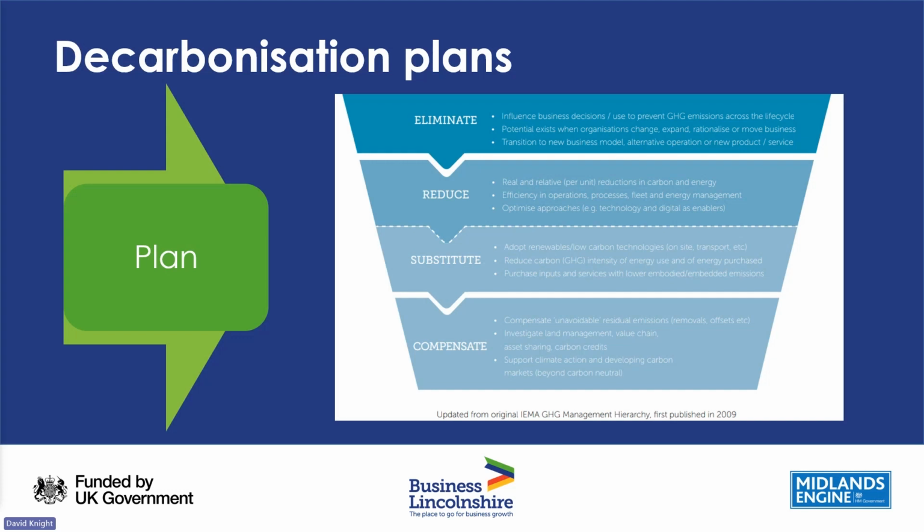So we've identified our carbon emissions, we've worked out which areas we want to focus on first, our priorities, and then we start to build our plans, which look at these 3 as the guiding principles. Can we eliminate it? Can we reduce it? And can we substitute it?